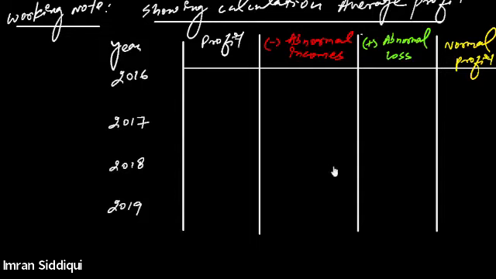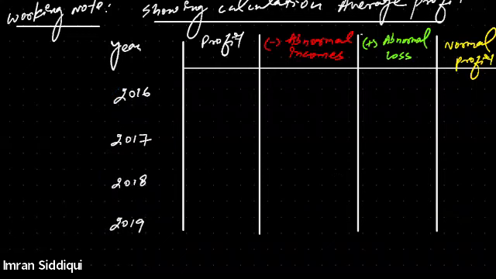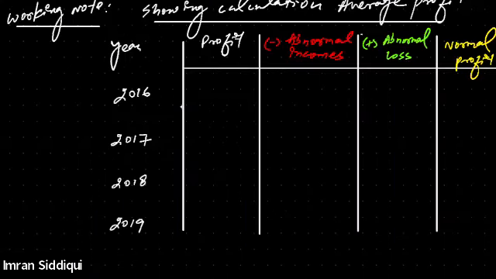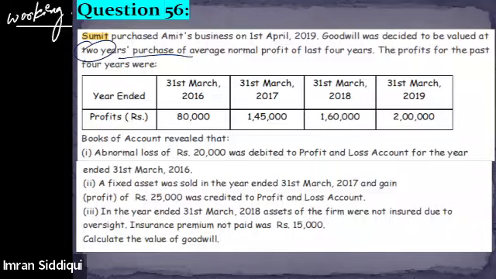So for the year 2016, the profit that is given in the question is 80,000. Then out of 80,000, the question says, read adjustment number one: abnormal loss of 20,000 was debited to profit and loss account for the year ended 31st of March 2016. That means we have subtracted abnormal loss while calculating the profit of the year 2016.